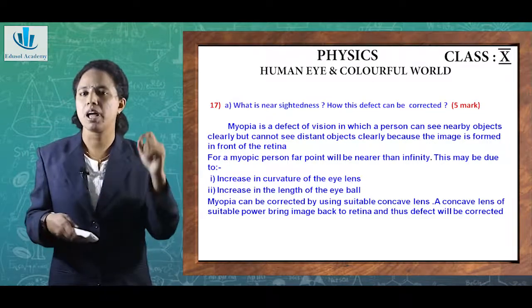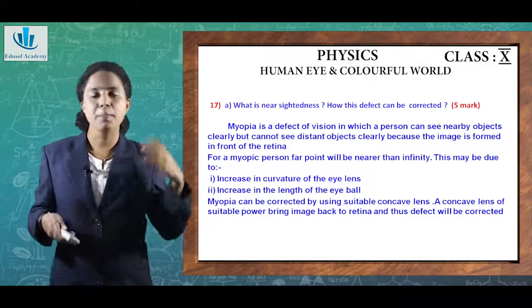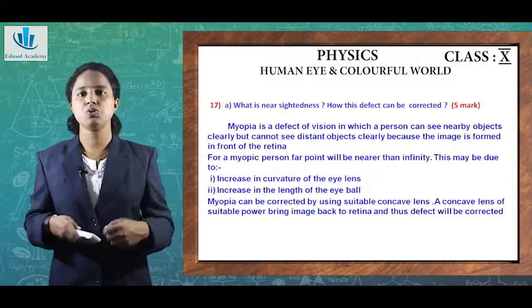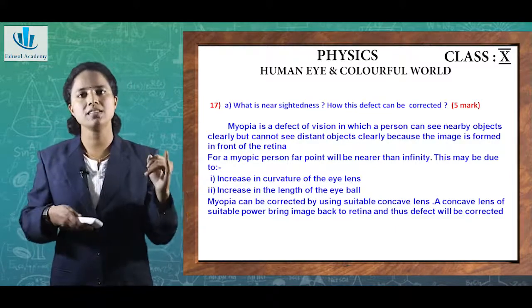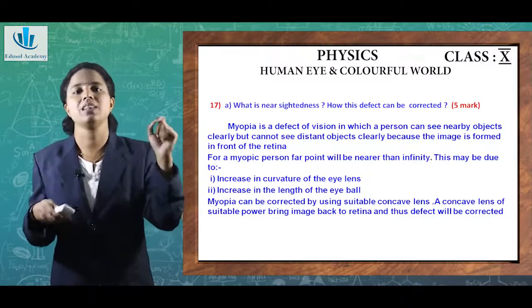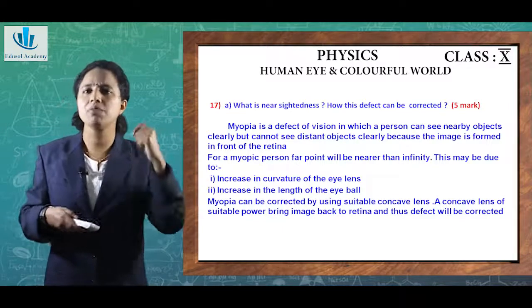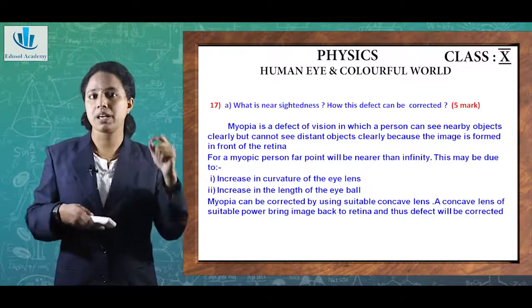And why does a myopic defect happen? It can happen due to multiple reasons. It can be due to the increase in the curvature of our eye lens or an increase in the length of the eyeball. So how can we correct a myopia or a myopic eye?